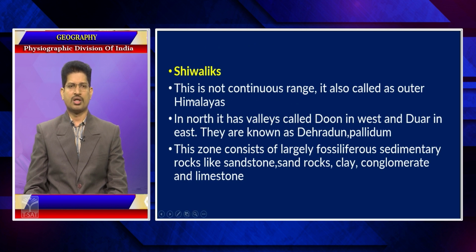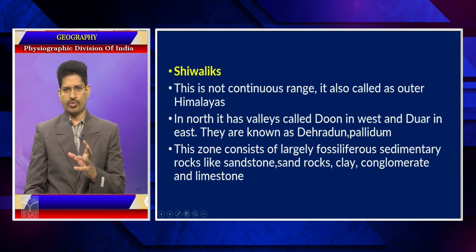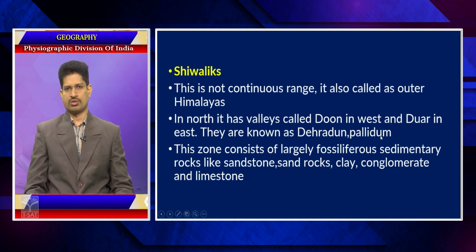The next longitudinal layer is the Shiwaliks. This is not a continuous range. It is also called the outer Himalayas. In the north it has valleys called Doon in the west and Duar in the east. These are some important areas which can be asked in the questions. The Shiwaliks have largely fossiliferous sedimentary rocks like sandstones and conglomerates. Fossiliferous means that because they are sedimentary rocks, there is a possibility of the existence of certain fossils.